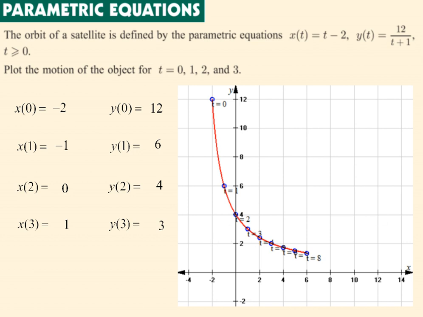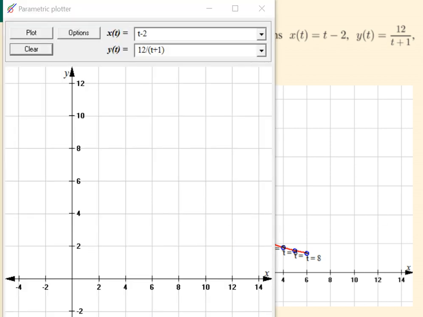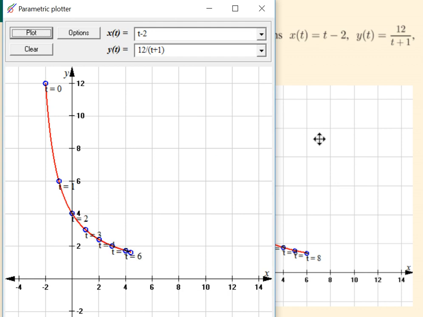Now there are a number of bits of software that we can use to draw the graph. Here I'm using a parametric plotter. I've got t take 2 for my x component and 12 on t plus 1 here. If we plot that, we end up with the sketch that I've got pasted back here. Your graphing calculator would do the same thing.